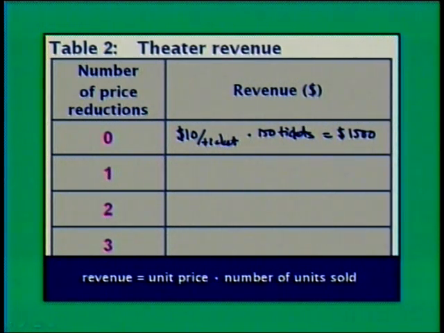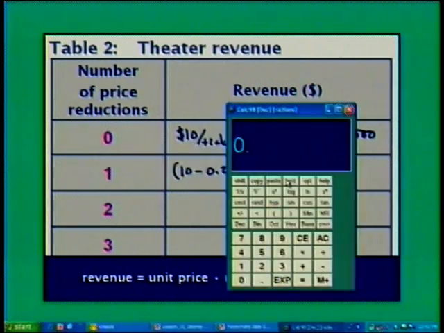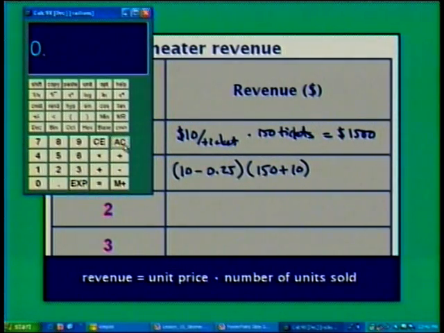When they make the first price reduction, we're going to subtract 25 cents from the price of a ticket. And now 10 more people show up. So we're going to sell 150 plus 10 tickets. So we have $9.75 per ticket times 160 tickets. Let's calculate that to see what the revenue is. The revenue has now gone up.